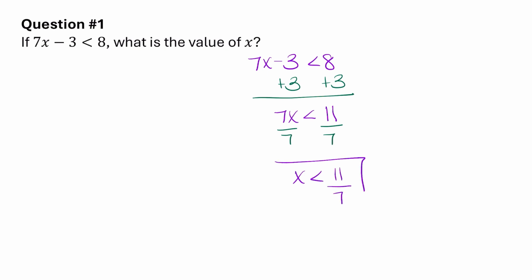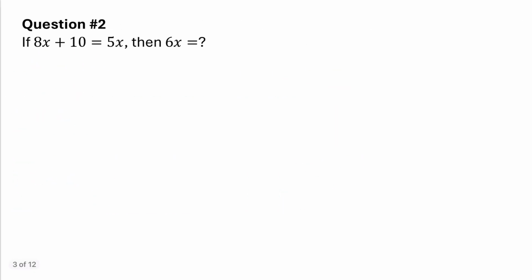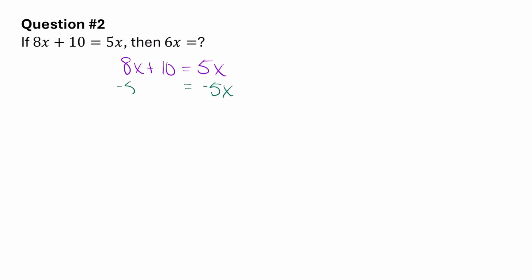now my final answer. So now in this problem, it says if 8x plus 10 equals 5x, then 6x equals what? So remember, this is one of those problems where we can solve without having to fully solve for the variable. So if I have 8x plus 10 equals 5x, let's see what happens when I go ahead and rearrange some of these terms. So I'm going to go ahead and subtract 5x from both sides. So when I subtract 5x from both sides, I get 3x plus 10 equals 0.